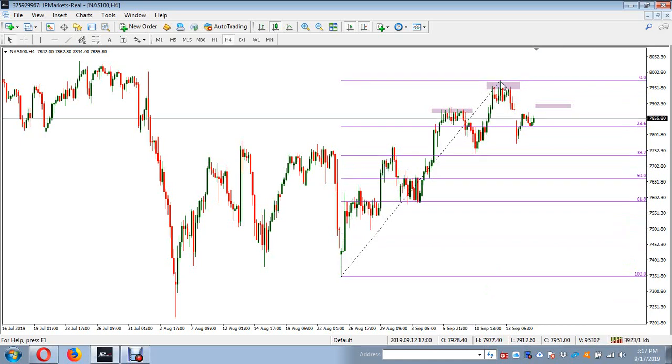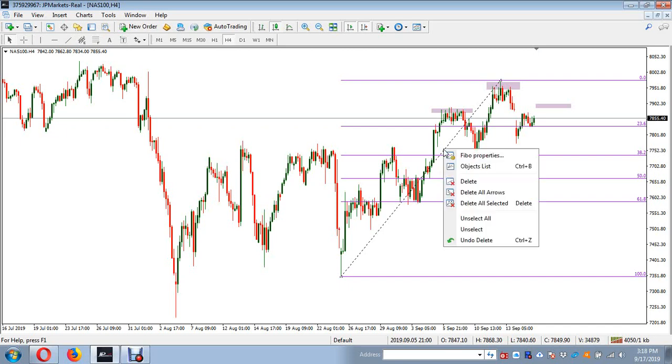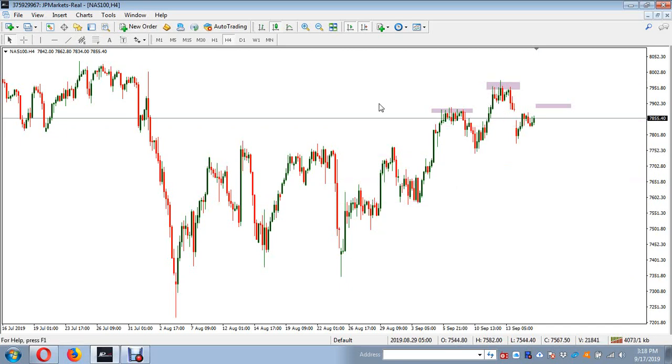Okay, so 23.6. Okay, so it bounced here. It failed to break below the 23.6 Fibonacci retracement level. So what this means is this market is going to bounce all the way to here. From here it's going down.